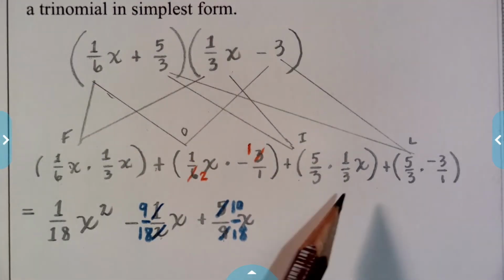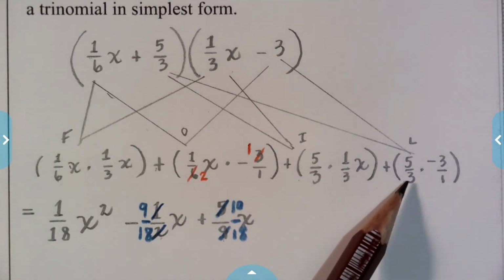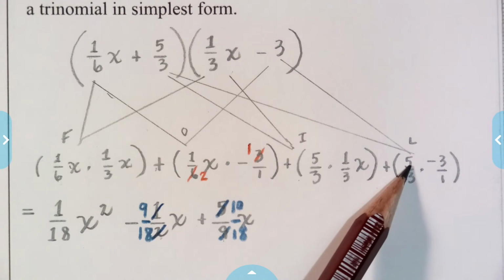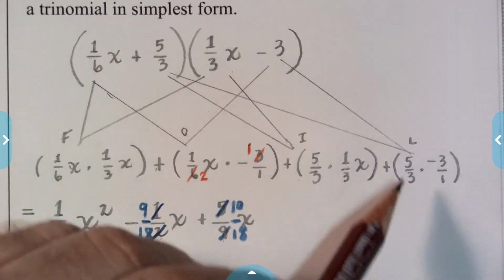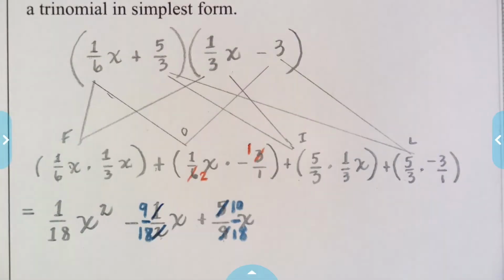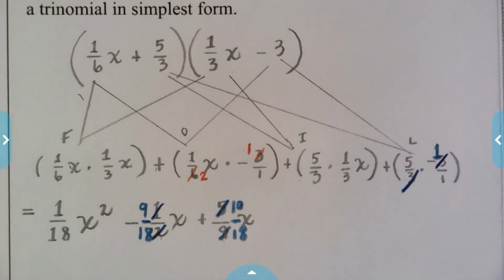And then finally, over here I've got 5 times negative 3 over 3 times 1. Well, we can cancel those 3's, leaving behind a 1. So it's just going to be negative 5. Okay, so minus 5.